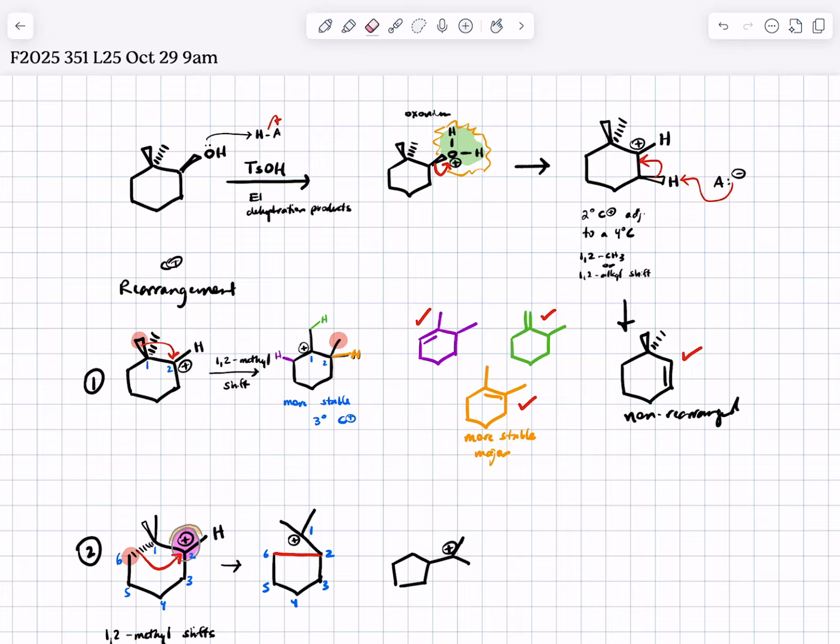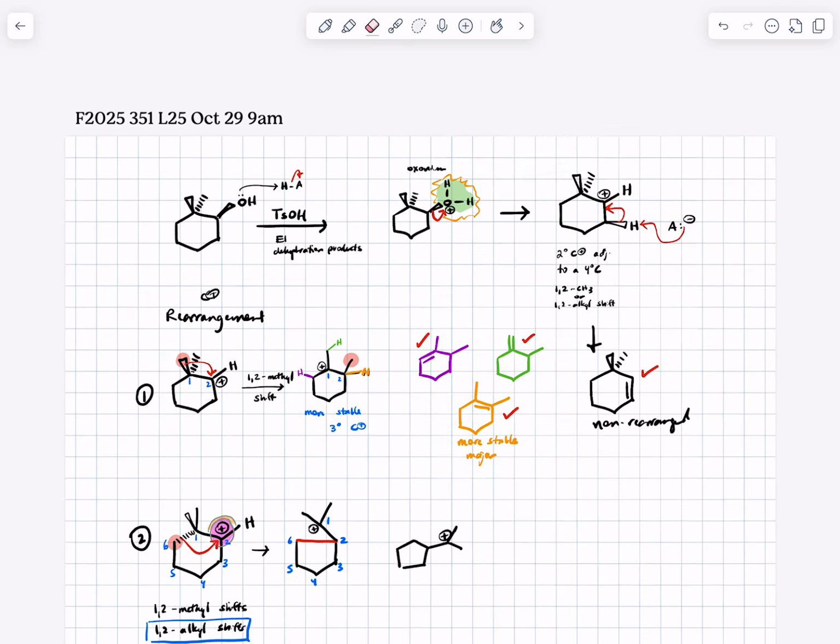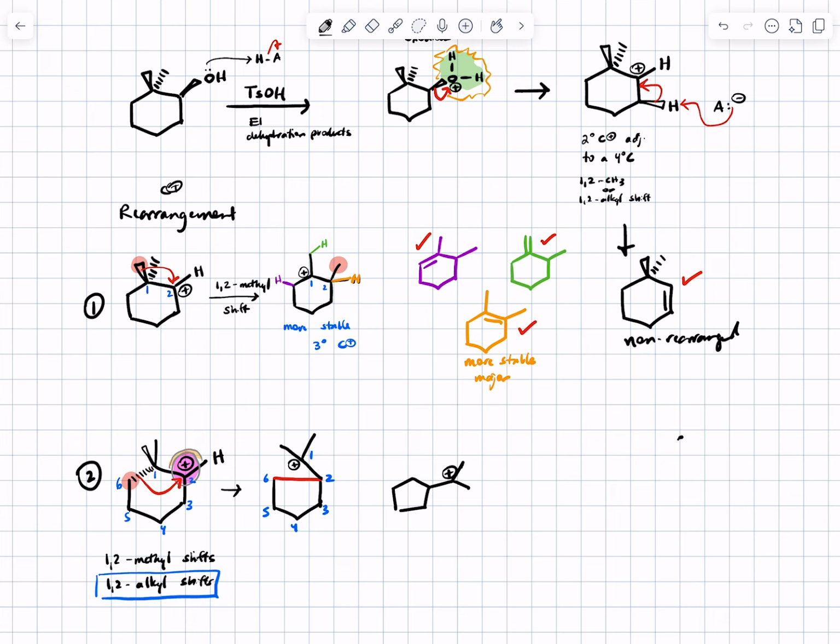I just wanted to finish up on carbocation rearrangement. There have been some questions. How do I know when this will happen? And the idea is you're looking for a secondary carbocation adjacent to either a tertiary or a quaternary carbon. Those are situations where a 1,2-methyl, a 1,2-hydride, or a 1,2-alkyl shift can lead to a more stable carbocation.